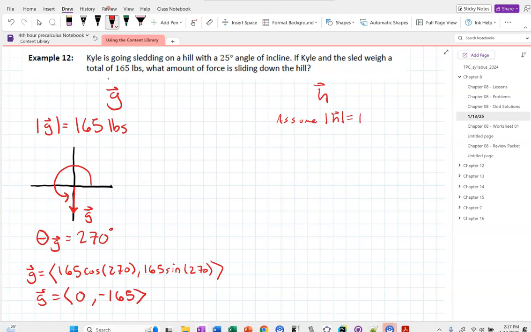As we mentioned before, we're going to assume then that the hill is a unit vector. Its magnitude is 1. Everybody's okay with that? Okay. So if I draw my hill vector, we're going downhill. So we're doing one of these guys, right? Now it tells us the angle of incline is 25 degrees. So that's 25 then, right? Everybody's okay with that idea?